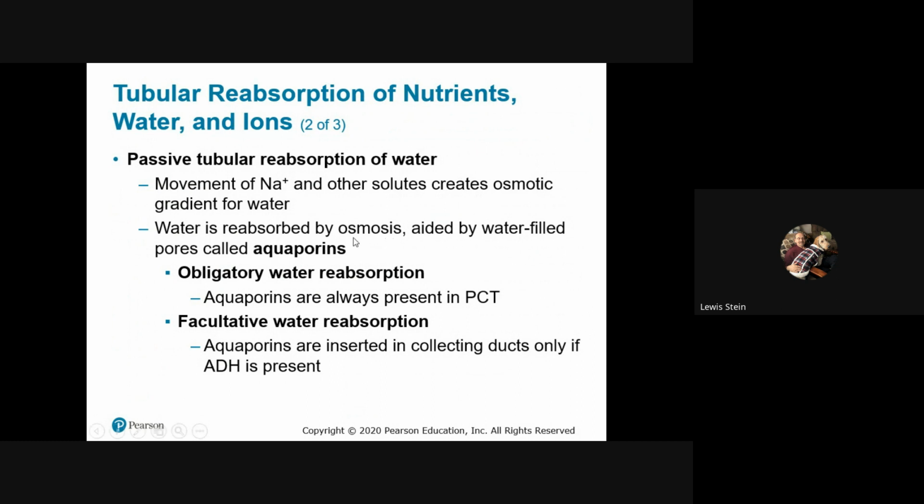So there's lots of water that's there. So they're always present. Water pores are always present in the proximal convoluted tubule. But what happens in the presence of antidiuretic hormone, when we release that, it inserts them into the collecting tubes and sometimes even into the distal convoluted tubule.